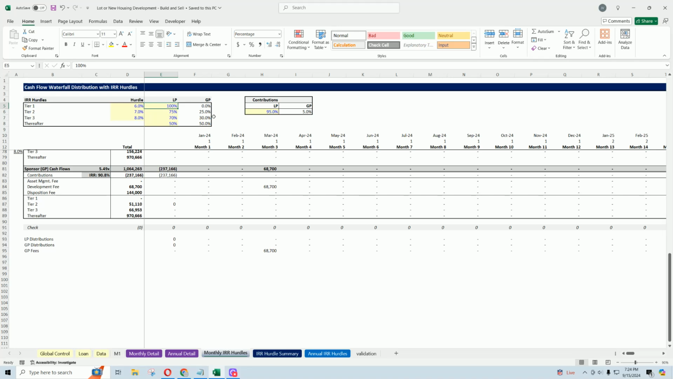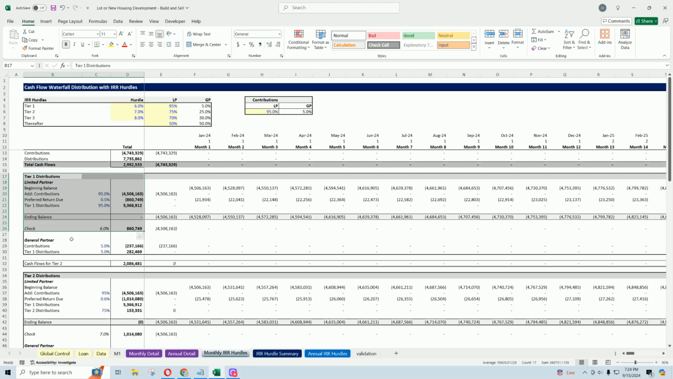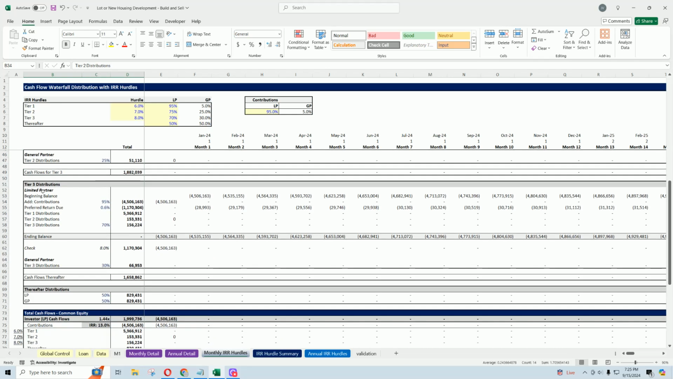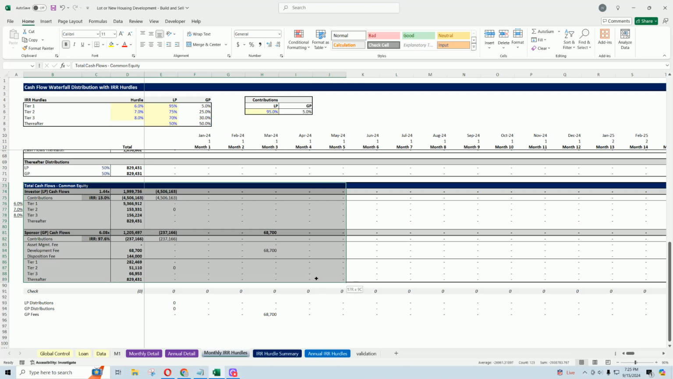Now you can adjust these. This could be pari passu, meaning you're going to give 5% to the GP, 95% to the LP until the LPs reach this hurdle. You can adjust these as needed. The calculations all happen here for tier 1, tier 2, tier 3. It's all laid out very clearly, and then the bottom shows the summary of each.